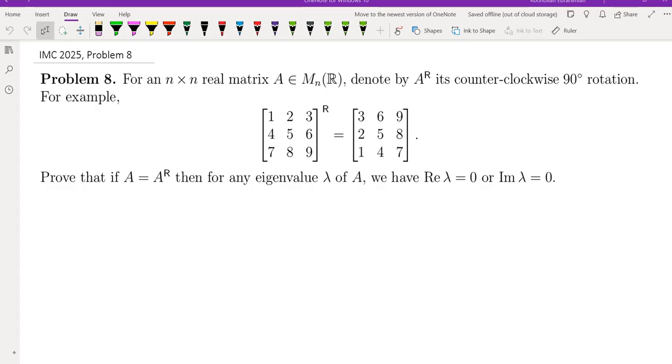For example, they gave us an example of what they do. They take this entry and they put it here. They take this entry, they put it here, etc. So they rotate this 90 degrees counterclockwise.